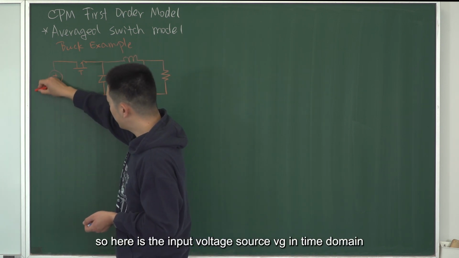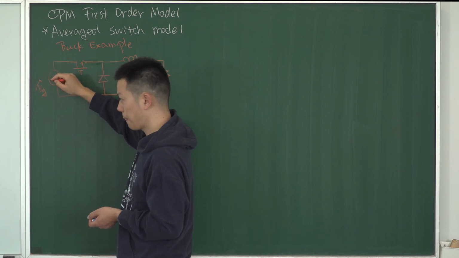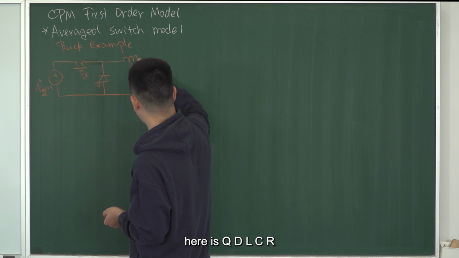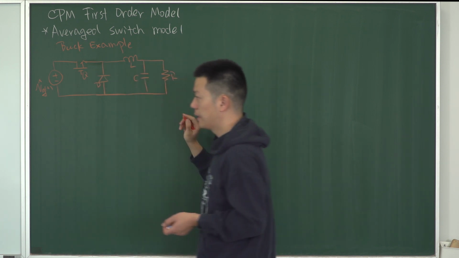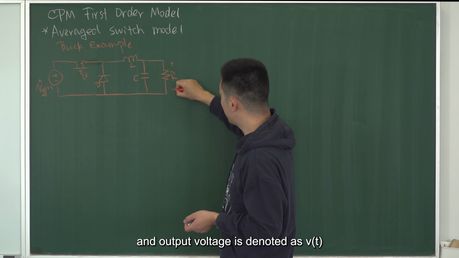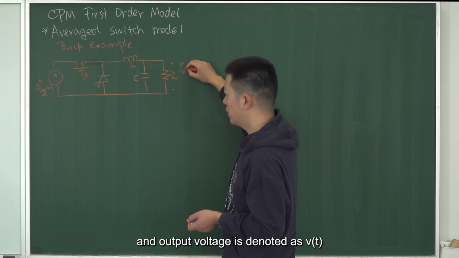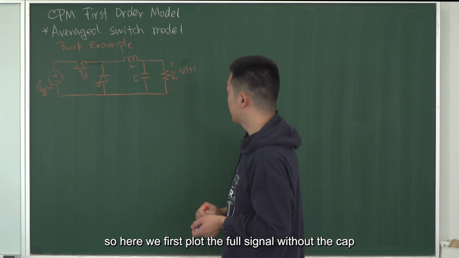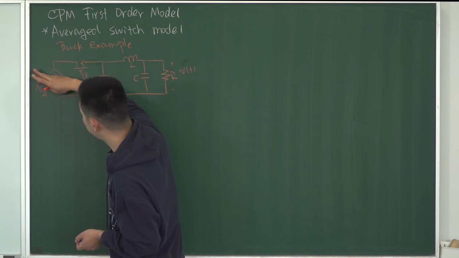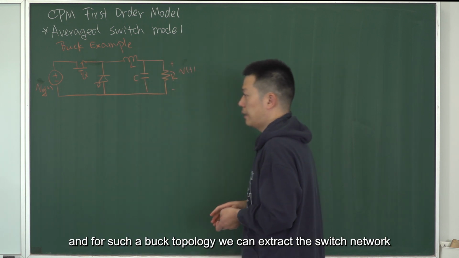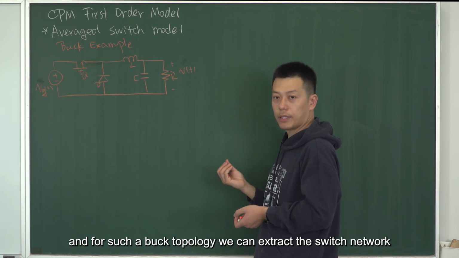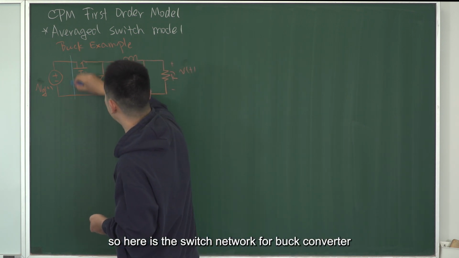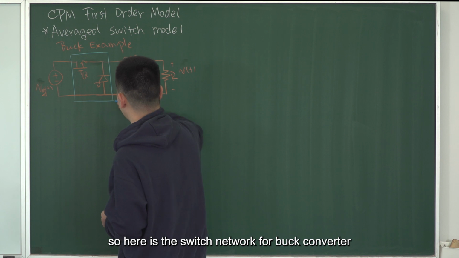So here is the input voltage source, VG, in time domain, right? Here is Q, D, L, C, R. And output voltage is denoted as VT. So here we first plot the full signal, right, without the cap. And for such a buck topology, we can extract the switch network. So here is the switch network for buck converter.